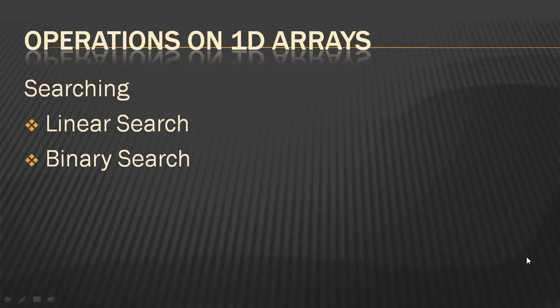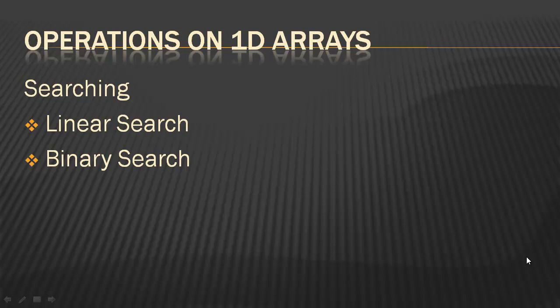Now when we talk about a searching mechanism, any data structure array in any programming language has two searching mechanisms. One being the linear search and the second one being the binary search. So let's just learn what is the difference between a linear search and a binary search.